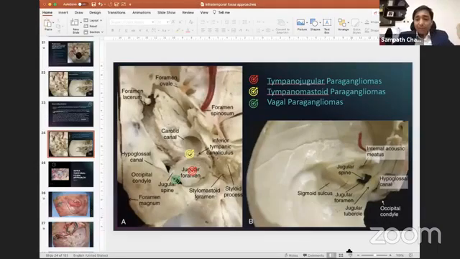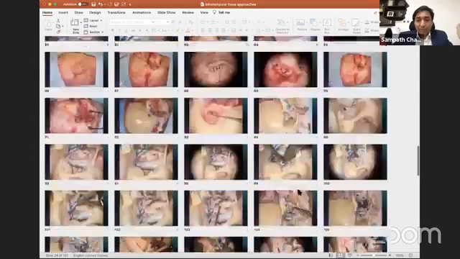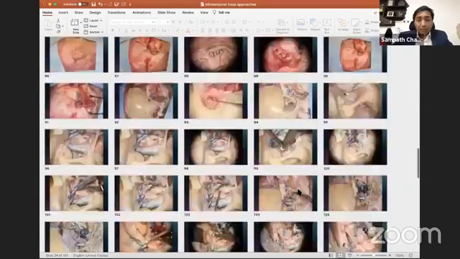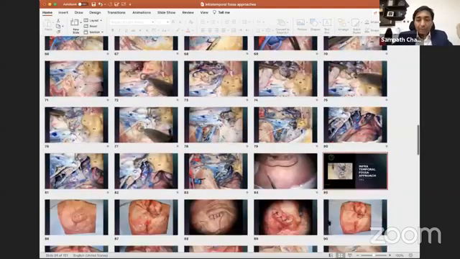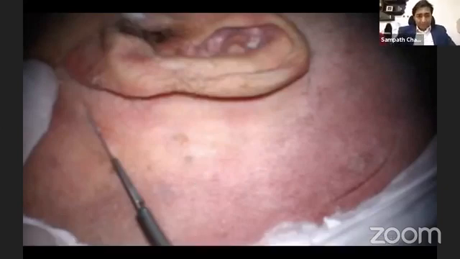Now, what I will do is take you through a dissection video, and then I'll come back to the diagrammatic depictions of the infratemporal fossa approach. Now, this is an infratemporal fossa approach dissection that I did in the national conference. I was invited as a faculty of the national conference of the Turkish Association of ENT Surgeons.